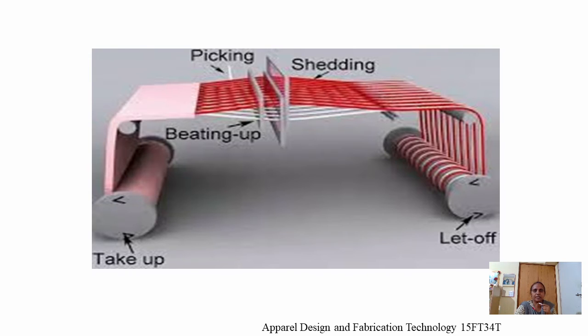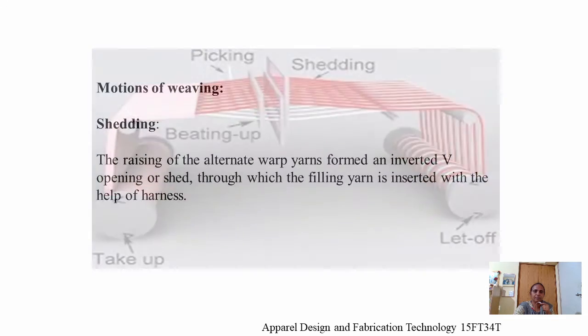See, first is the shedding. Through the harnesses, you are creating the shedding motion. Then picking, that is through the shuttle you are inserting the pick, that is the weft yarn, and the beating up. After insertion of the weft yarns with the warp yarns, you beat up the reed towards the cloth beam. Then it is the take up, that is taking up the warp yarn, and let off, that is after weaving the cloth you are leaving that yarn.